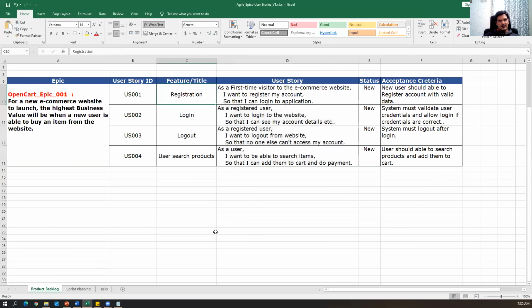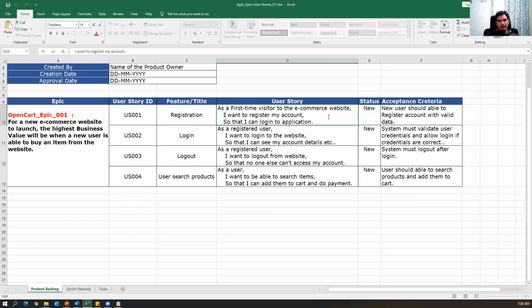How will the product owner write the story? It will be more detailed. As a first time visitor to the e-commerce website, I want to register my account so that I can log into my application. So this is the actual requirement and expectation from the customer. From the customer's point of view, he says: as a first time visitor to my e-commerce website, I want to register my account so that I can log into my application. This is the user story.